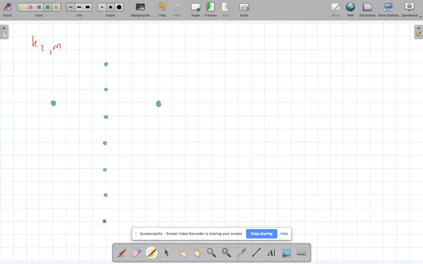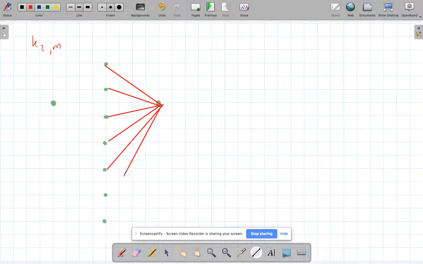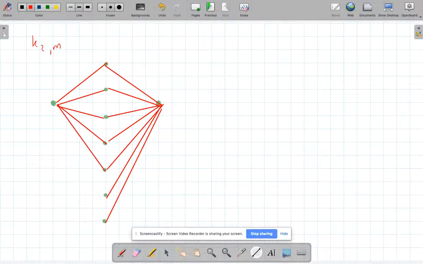I can always represent a planar graph of K2M because none of these will intersect. And then all of these, in fact, I don't actually have to draw them all up. All of them joined up like this. And this is a representation of K2M. So K2M can always be written as a planar graph.